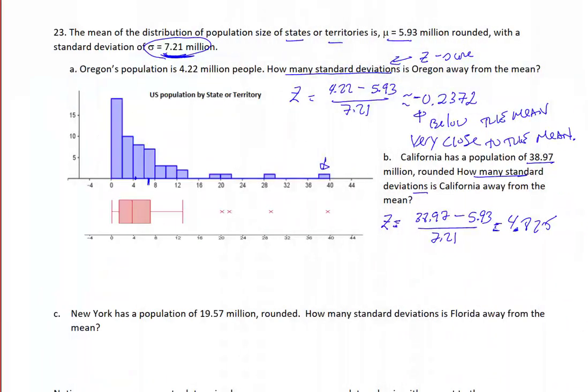Okay, so this California is way above. I mean, this is almost 5 standard deviations. So that's what this is saying. This thing is really far away, really far away.